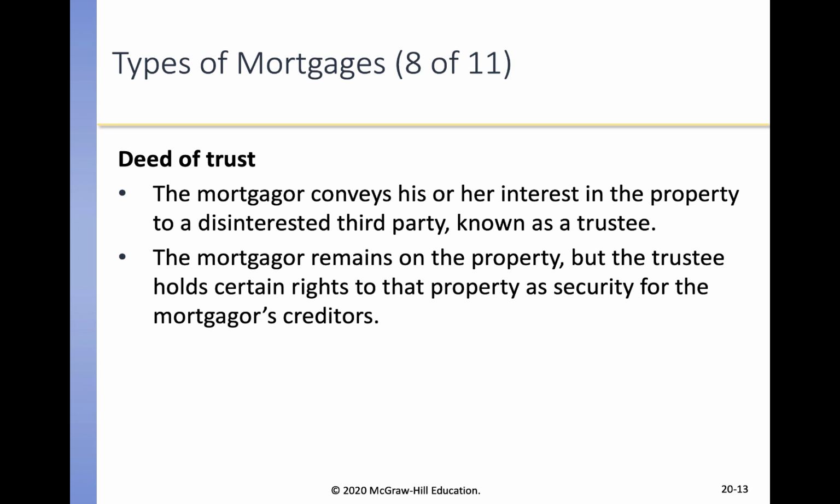There is a deed of trust, which in some states we use deeds of trust instead of mortgages. So in a conventional mortgage, the mortgagor conveys all or part of his or her interest in the property to the mortgagee, but in a deed of trust, the mortgagor conveys his or her interest in that property to a disinterested third party who is a trustee. The mortgagor remains on the property, but the trustee holds certain rights to that property as security for the mortgagor's creditors. So they're very similar, just kind of different mechanically.